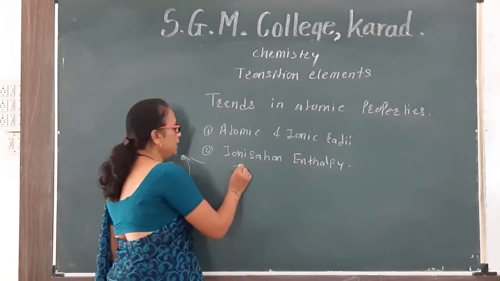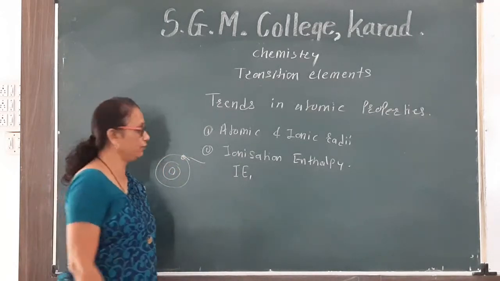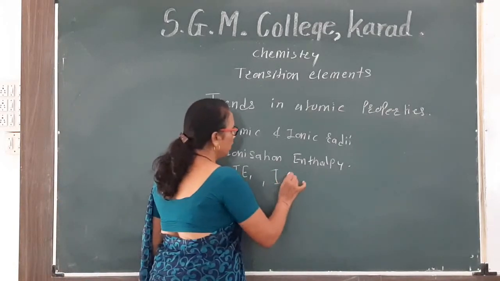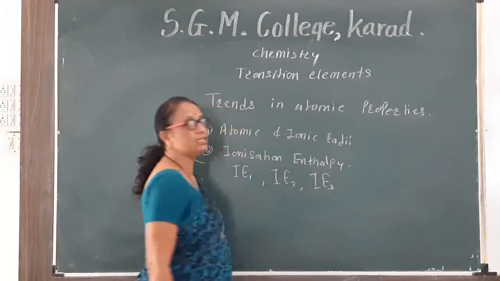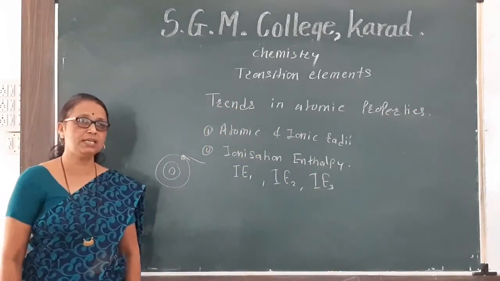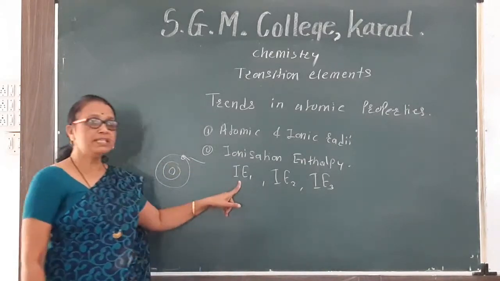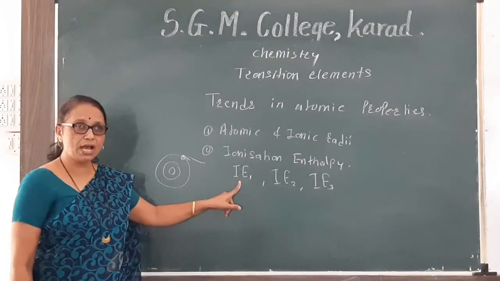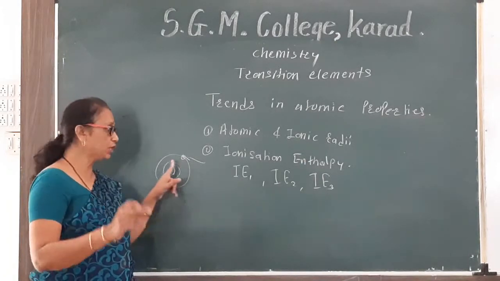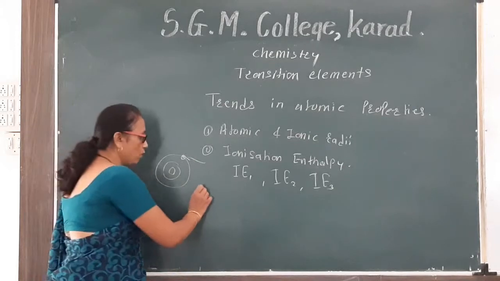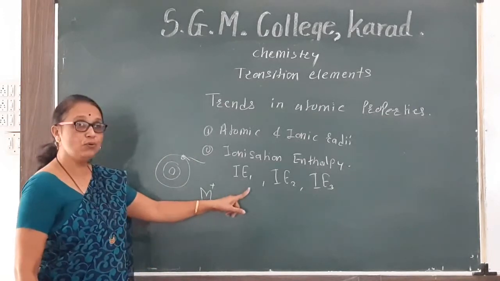What is IE1, which is called the first ionization enthalpy? IE2 is the second ionization enthalpy. IE3 is the third ionization enthalpy, and so on. What is IE1? It means the amount of energy required to remove the most loosely bound electron from the outermost shell to form the monopositive cation is the IE1.